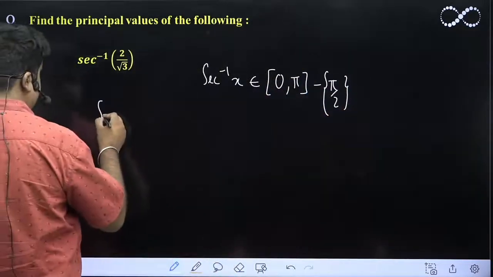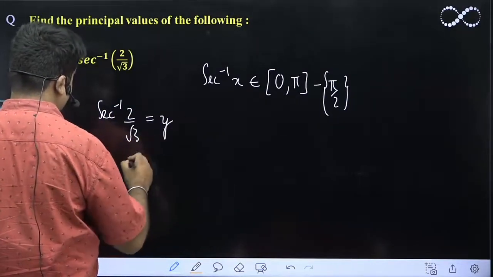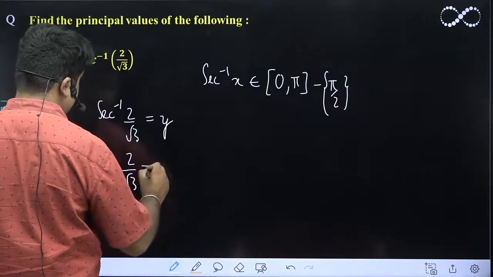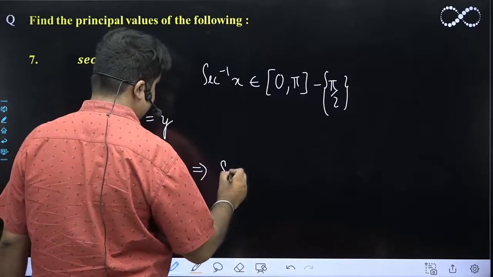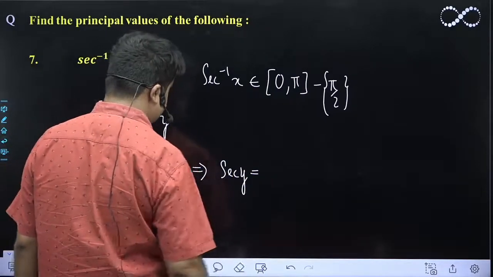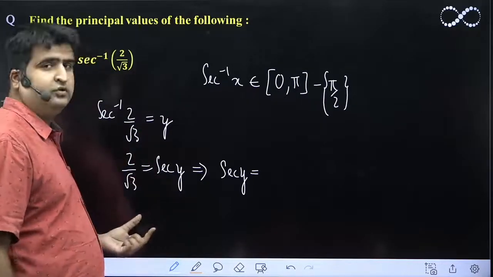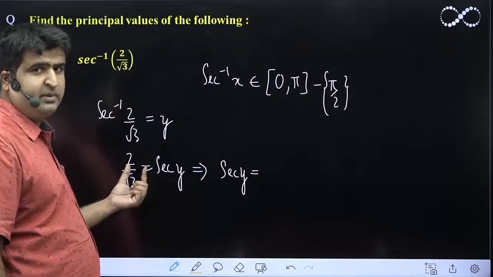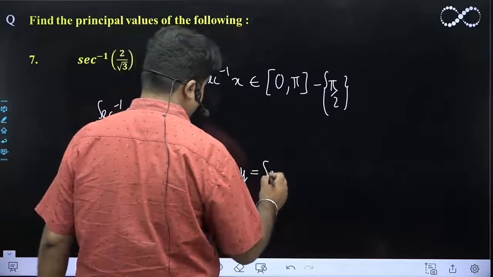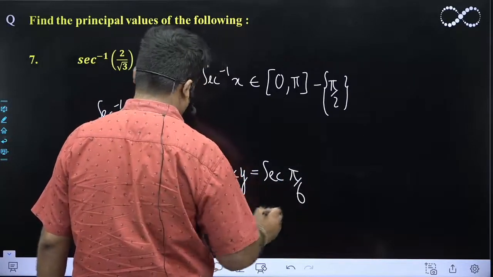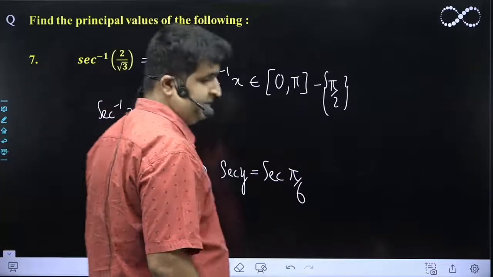So this question is pretty simple. Secant inverse of 2 by root 3 is equal to y, so 2 by root 3 is equal to secant y, right? So secant y is equal to what? When do we get the value of secant as 2 by root 3? When cos is root 3 by 2, right? And that is pi by 6. So this value will be equal to pi by 6.